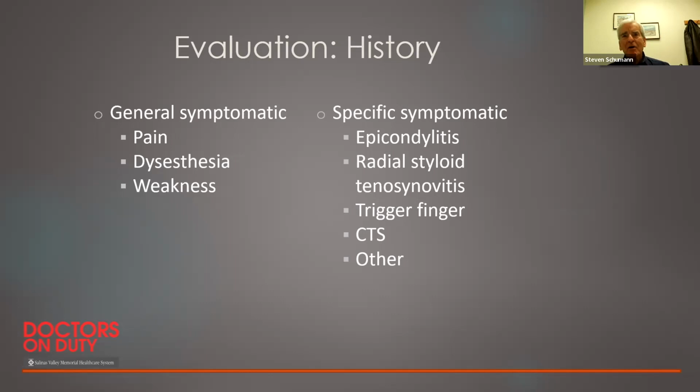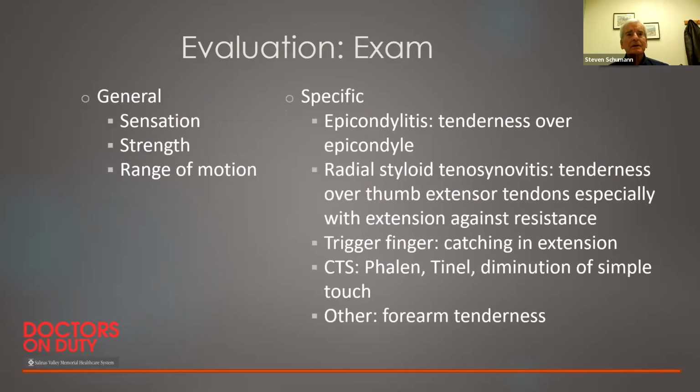If it's a problem in the elbow, is it an epicondylitis? If it's in the wrist, might it be trigger finger or might it be radial styloid? Well, it wouldn't be a trigger finger, but might it be a carpal tunnel? Might it just be a non-specific strain? So we're trying to determine that as we take the history.